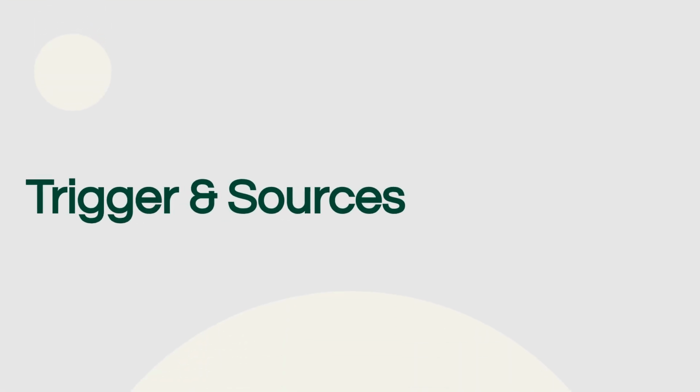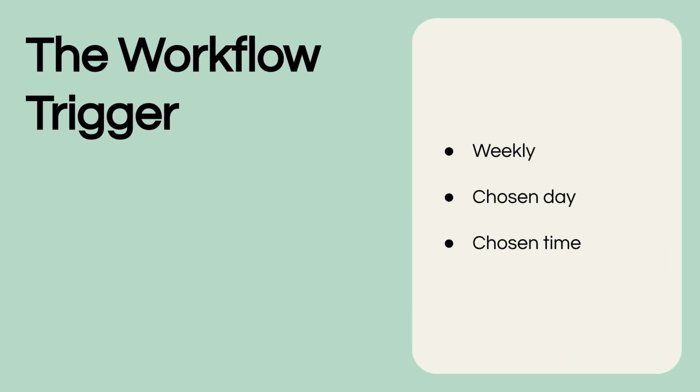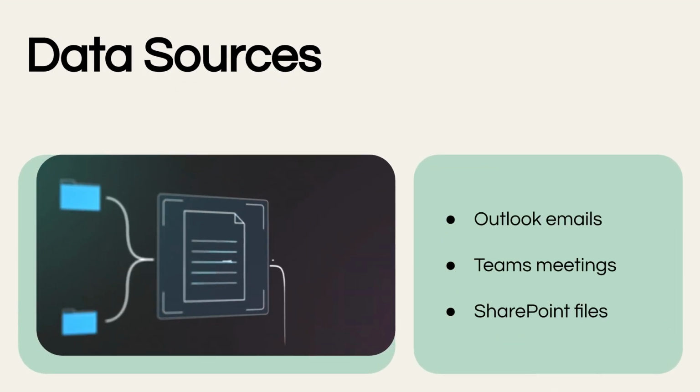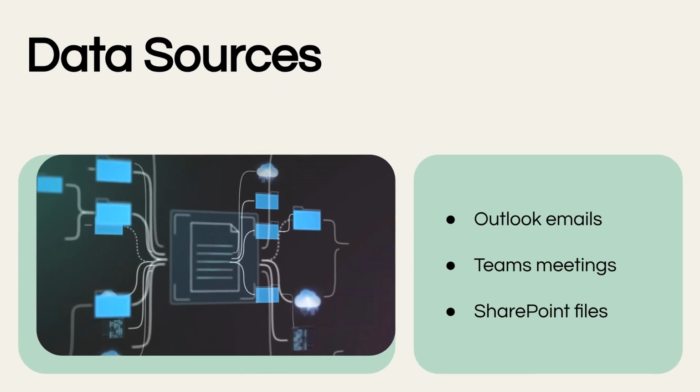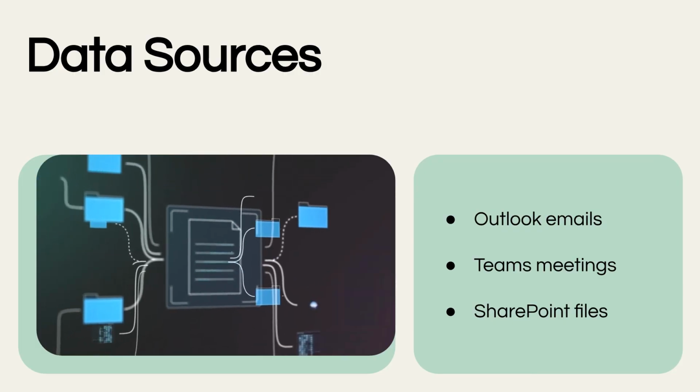Let's look at what kicks off this workflow and where Copilot pulls its data from. The trigger is a scheduled event, weekly, on a chosen day and time, such as every Friday at 3 p.m. Copilot can pull data from Outlook for emails, Teams for meetings you attended or organized, and optionally, files modified in specific SharePoint or OneDrive folders.